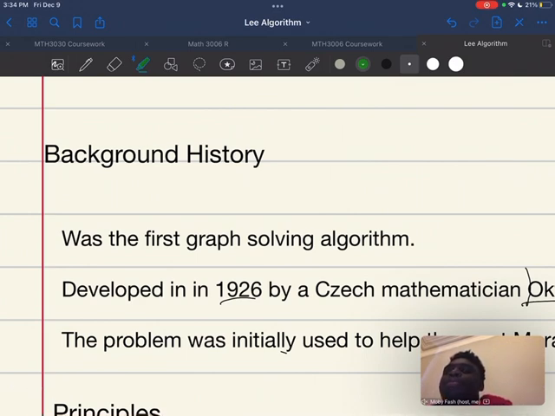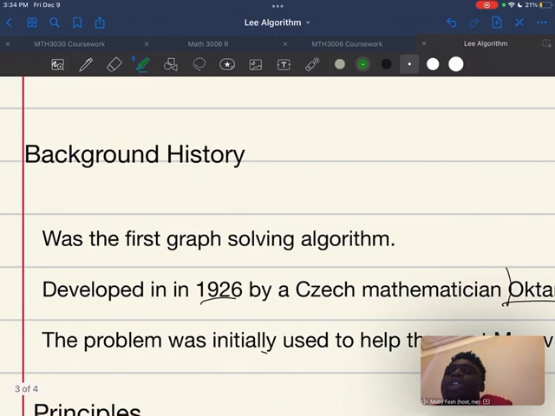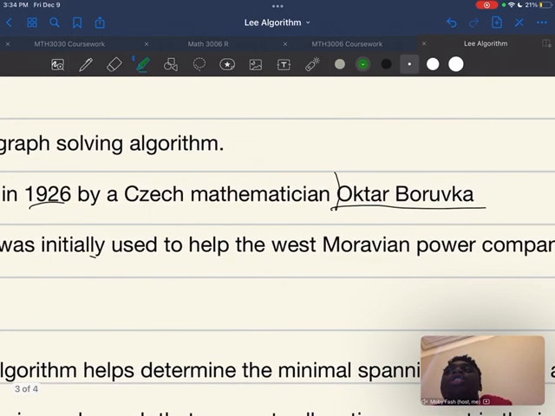So, the Boruvka algorithm could be said to be the first graph-solving algorithm. It was developed in 1926 by Czech mathematician Oktay Boruvka, and it was initially used to help solve the West Moravian power problem by finding a minimal spanning tree with the power cables. Let's explain this a bit further.